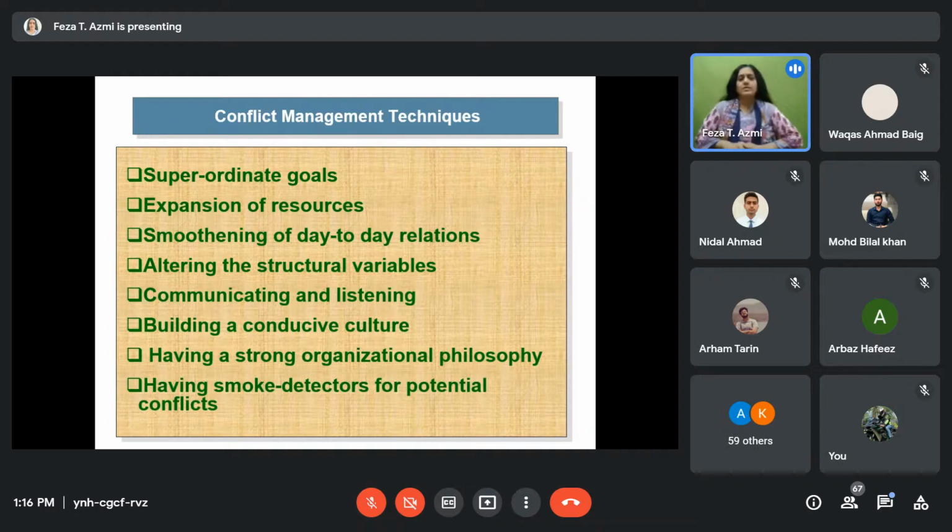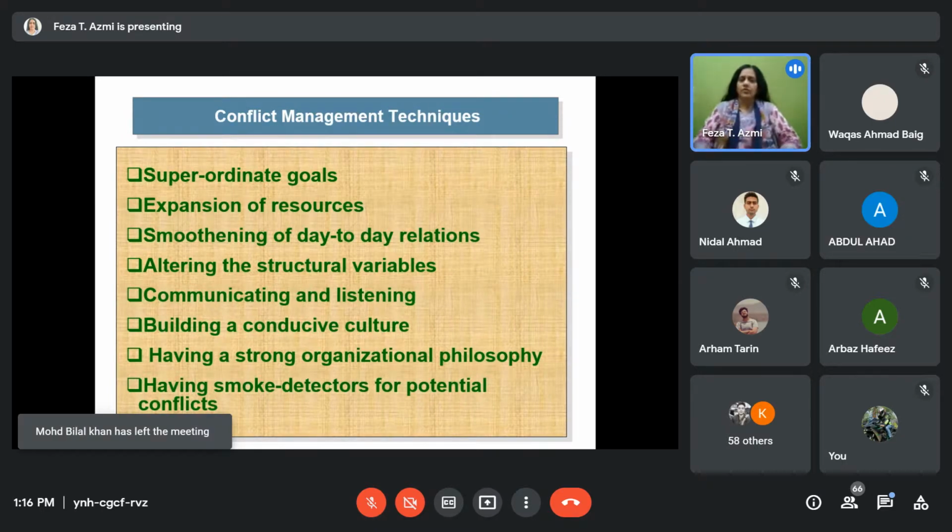Then alter the structural variables. If somebody is not comfortable in that role, try to change something there. If somebody is not comfortable with the task that he's doing, try to work out what the problem is. So try to change those things so that people become more comfortable and more functional in what they are doing. Build a conducive culture, a good culture where people trust each other and so on, have a strong organizational philosophy, and most importantly, have smoke detectors for potential conflicts. What are these smoke detectors? I'll stop with this last point. What are these smoke detectors?